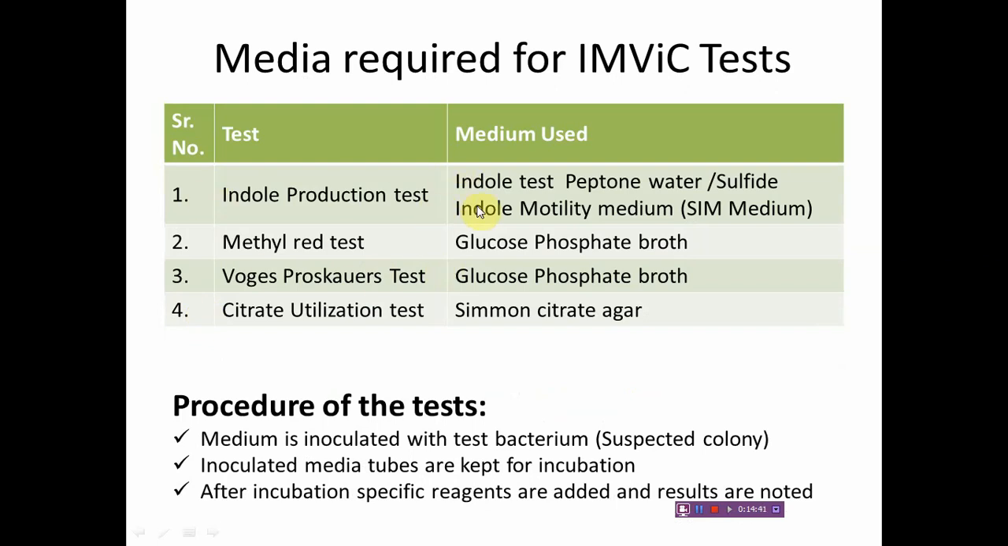Indole production test is done with the help of peptone water as a substrate, or indole motility medium or SIM medium is used as a medium. Methyl red test and Voges-Proskauer test are done with the help of glucose phosphate broth as a substrate medium, and citrate utilization test is done with the help of Simmons citrate agar.